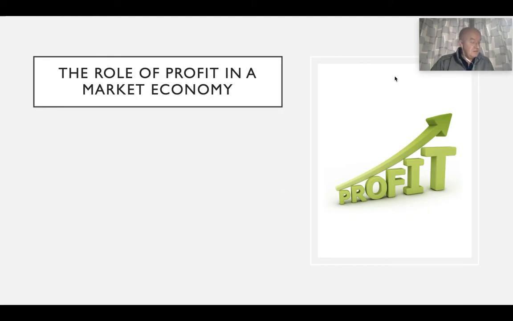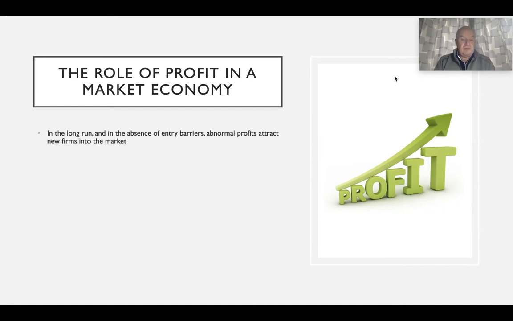Okay. So let's take a look then at the role of profit within the economy. Now there are a couple of examples that I just want to run through, which will follow this, which will just test your understanding on normal profits, etc. But we'll take a look at what the role of profit is within a market economy in the first instance.